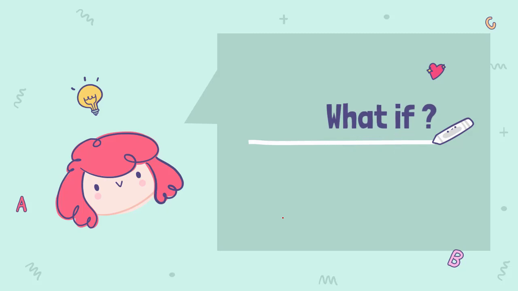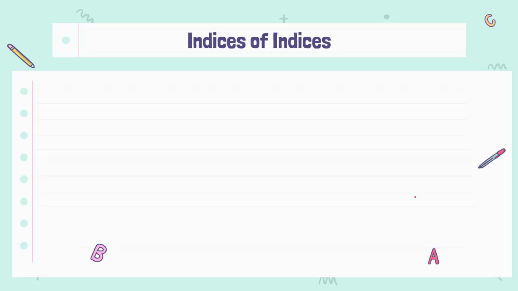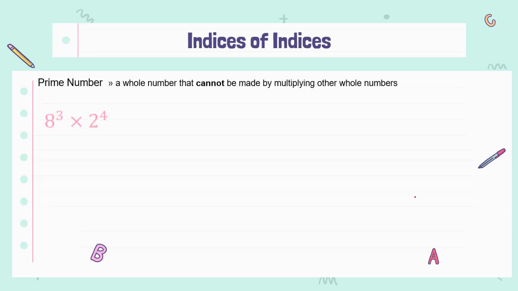So, another question. What if they don't have the same base? Like this and like this. 8 with the cube power times 2 with the fourth power, or 16 with the square power times 4 with the fourth power. Let's check. We will learn about indices of indices. What is that? Let's check.